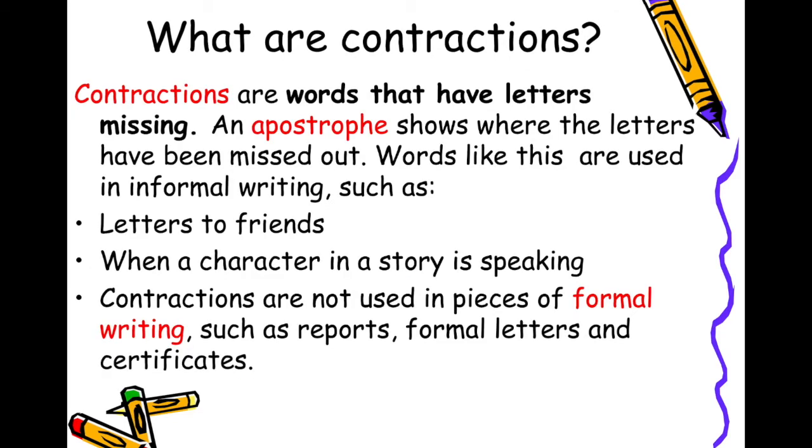So, what are contractions? Contractions are words that have letters missing. An apostrophe shows where the letters have been missed out. Words like this are used in informal writing, such as letters to friends, or when you are writing a story and the character is speaking in the story. Contractions are not used in pieces of formal writing, like reports or formal letters and certificates, so you wouldn't see contractions there.